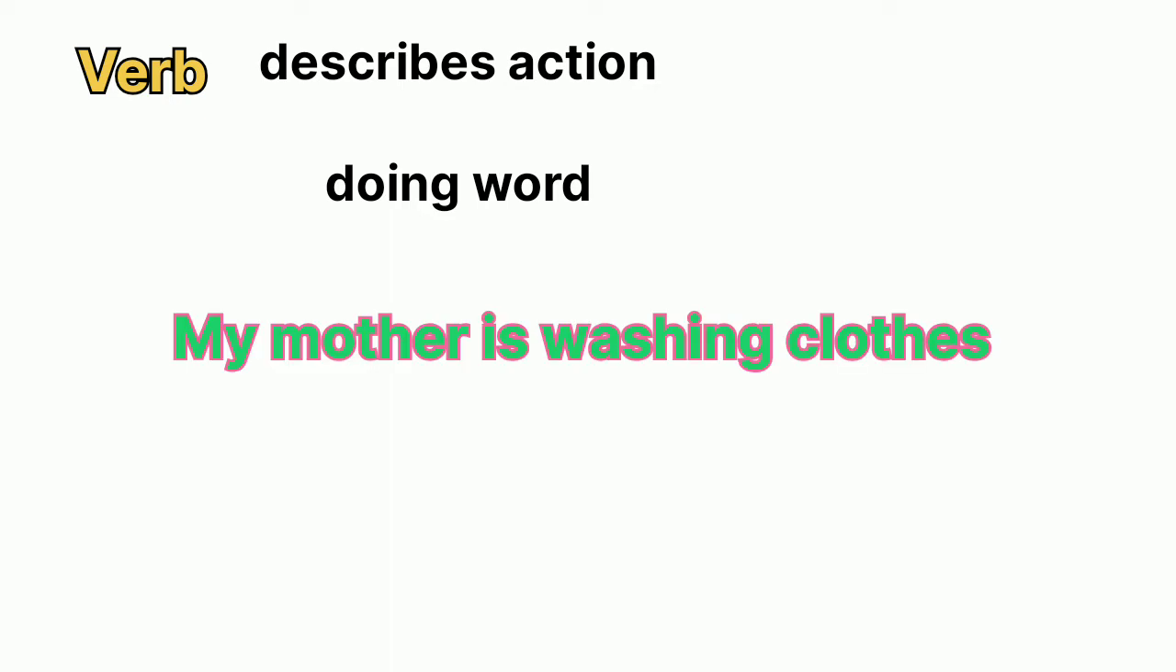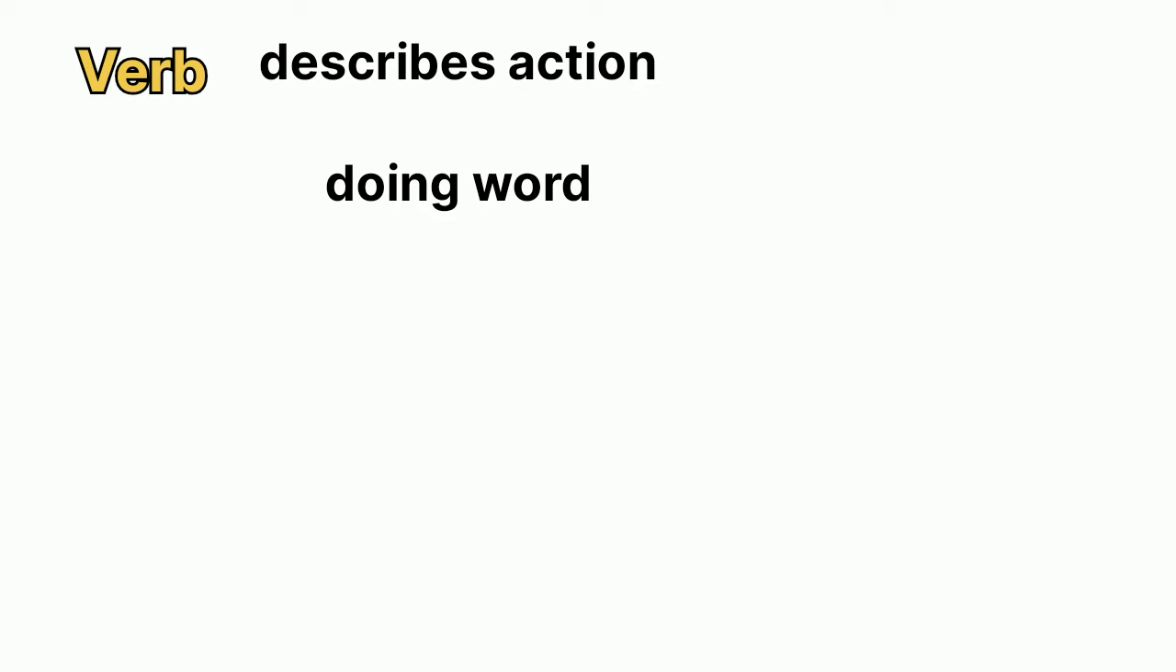For example, my mother is washing clothes. Where is the verb? Washing. The mother is washing clothes. So the verb is washing, because what the mother is doing is washing clothes. She is washing clothes. So a verb is a doing word.